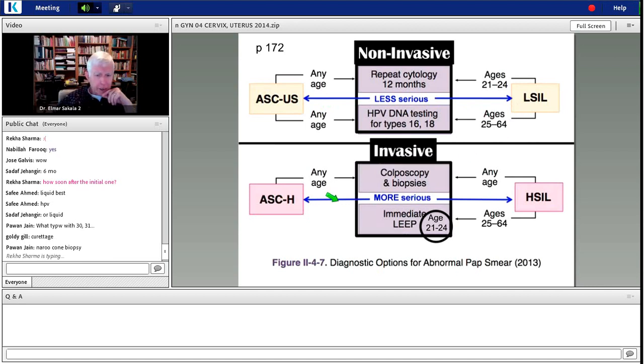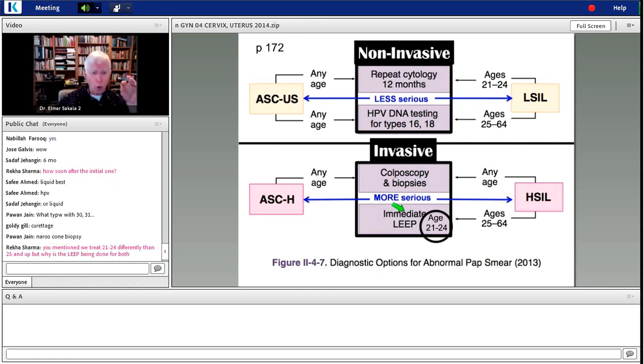The ASC-H and the HSIL are more serious in severity, and that's why we will do invasive procedures. Now, the non-invasive approach is to repeat the cytology and HPV DNA testing. The invasive approach is to do a colposcopy and directed biopsies, or you may cut off the entire transformation zone using a LEEP.